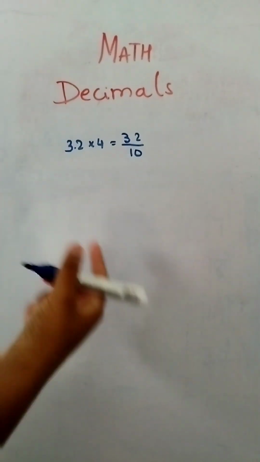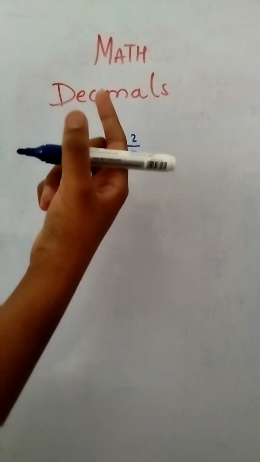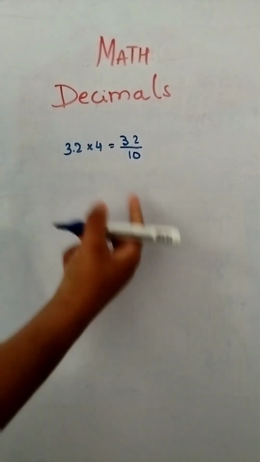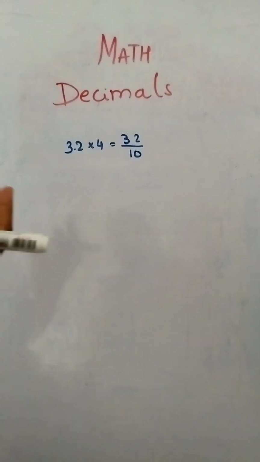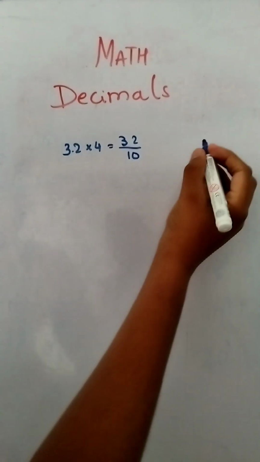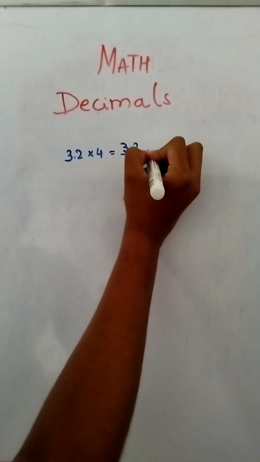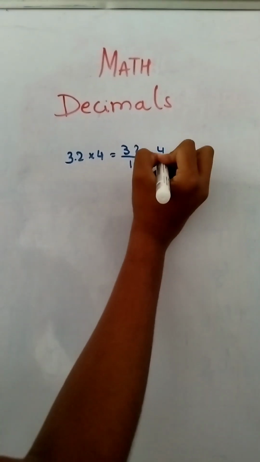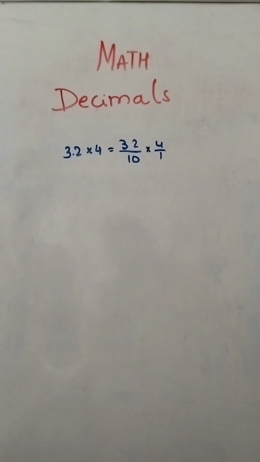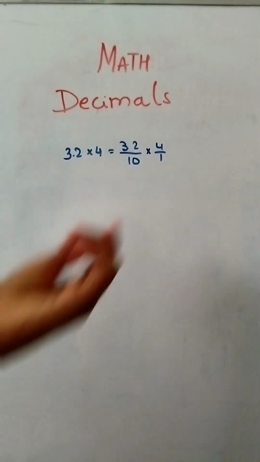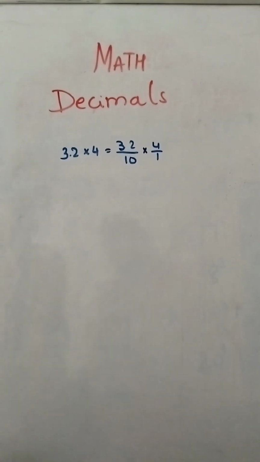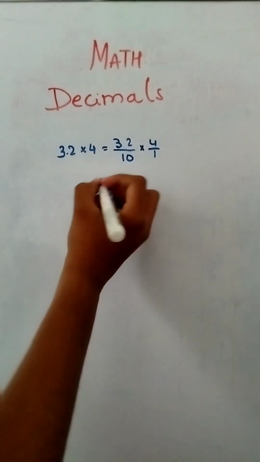So this is eligible to be done as per the rules. Then we can multiply this by 4 by 1 just to make sure that it's okay. You don't even need to write the 4 by 1, but for reference I've written it.